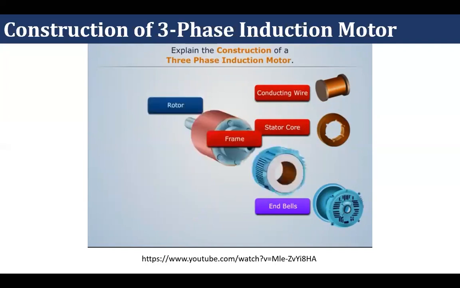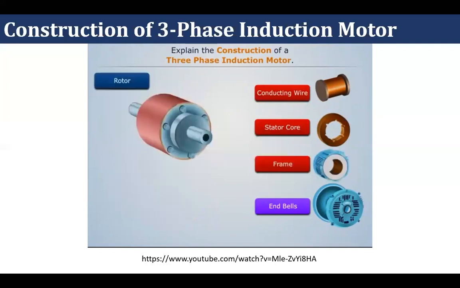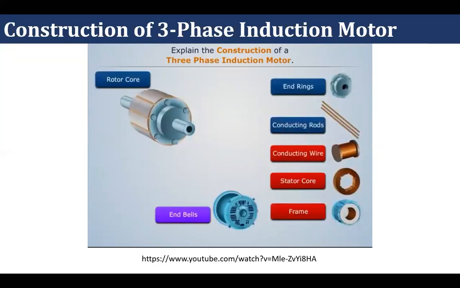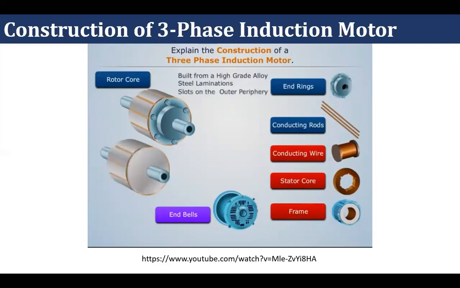Rotor is the rotating part of a motor, and it consists of a core, the conducting rods, and two end rings, where the rotor core is a cylindrical core built from high-grade alloy steel laminations with parallel slots on the outer periphery. If the slots are not parallel to the shaft of the core, then the rotor is called a squirrel cage rotor. And if the slots are parallel to the shaft of the core, then the rotor is called a phase-wound or slip ring rotor.